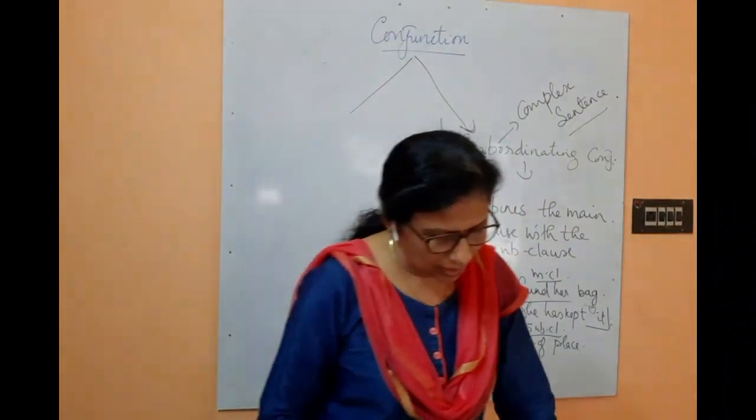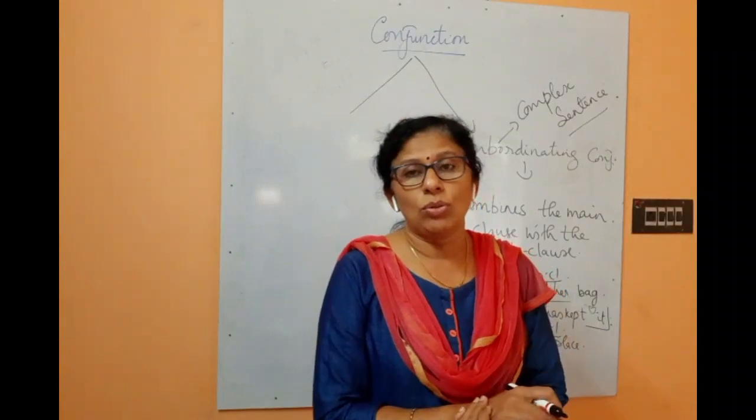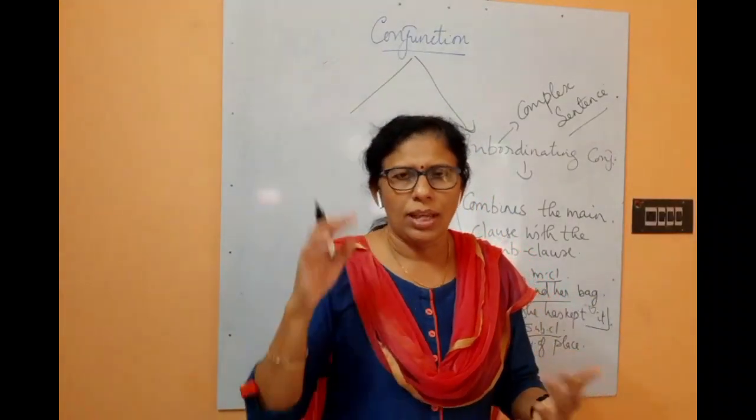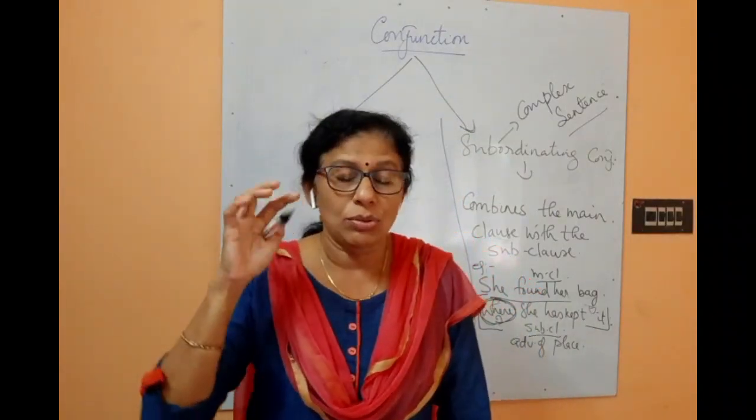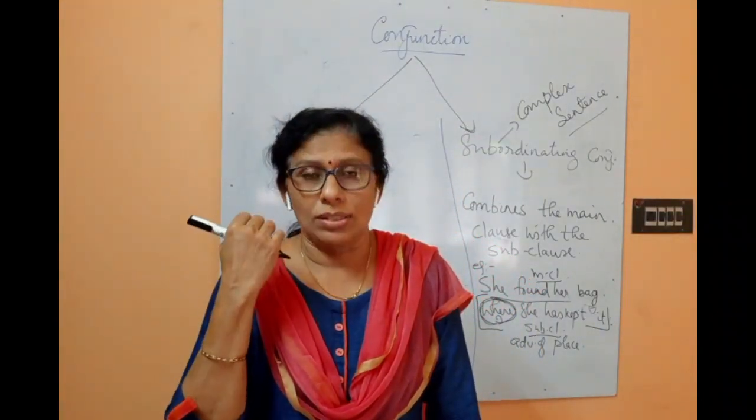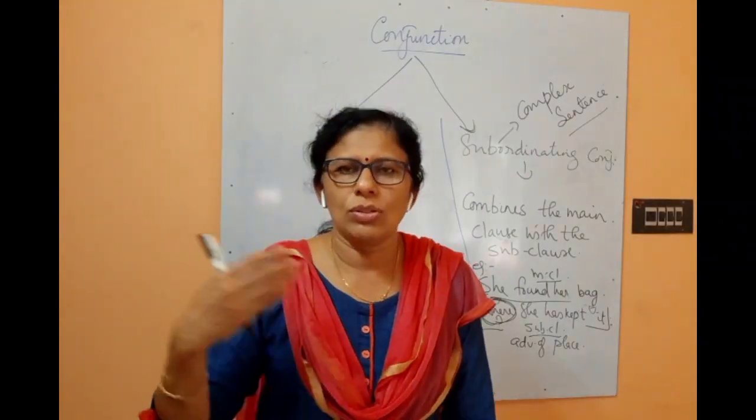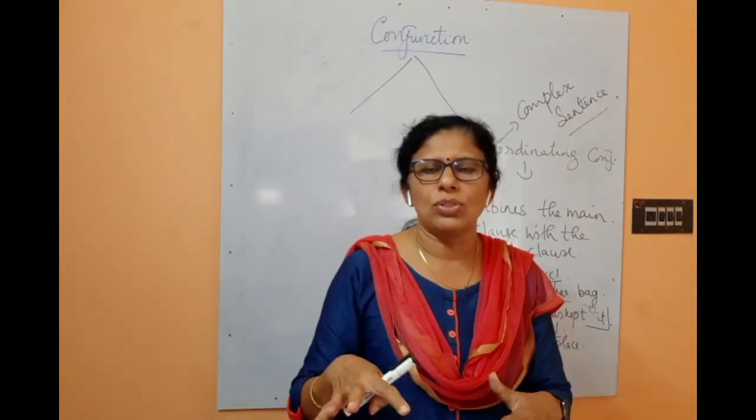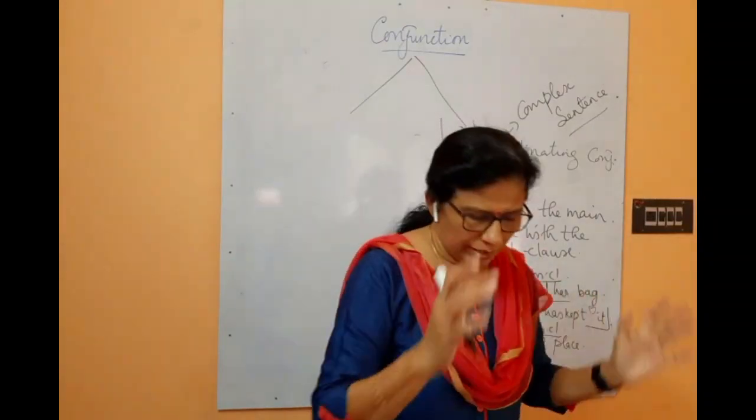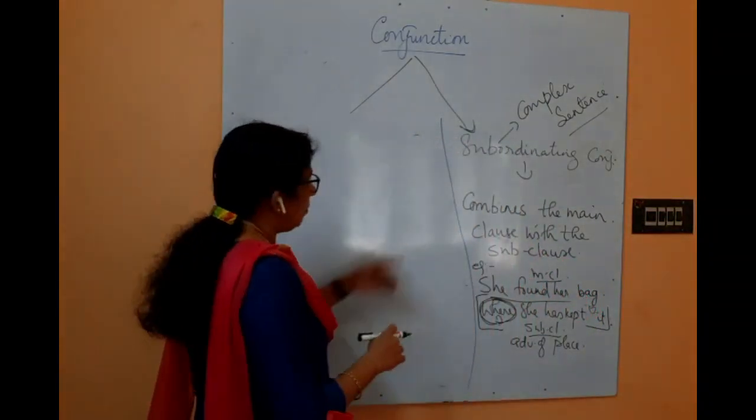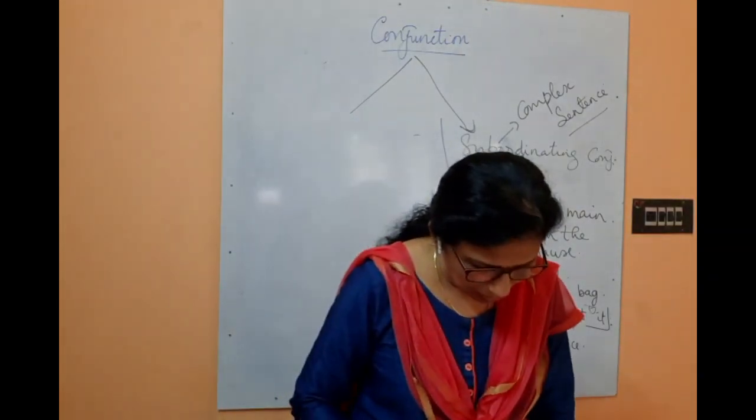Okay. And subordinating conjunction, you know that we have a big list of subordinating conjunctions. As we know, the conjunctions that we use to combine in clauses, adverb clause itself, very big list is there, adjective clause also and noun clause also. So all those conjunctions will come under subordinating conjunctions. Okay, it combines the main clause with the subclause, and some examples we'll write.